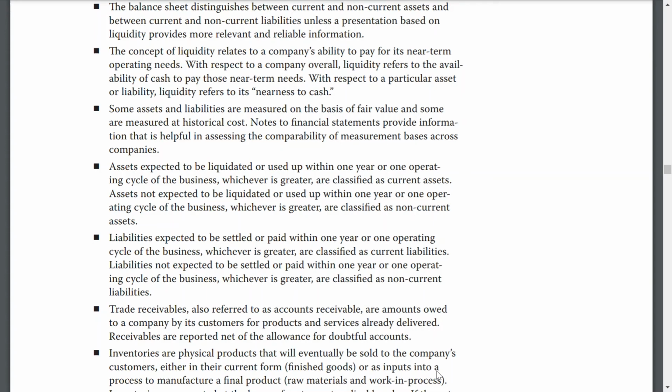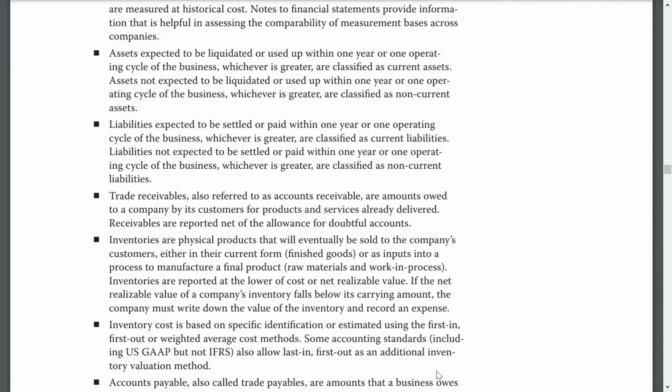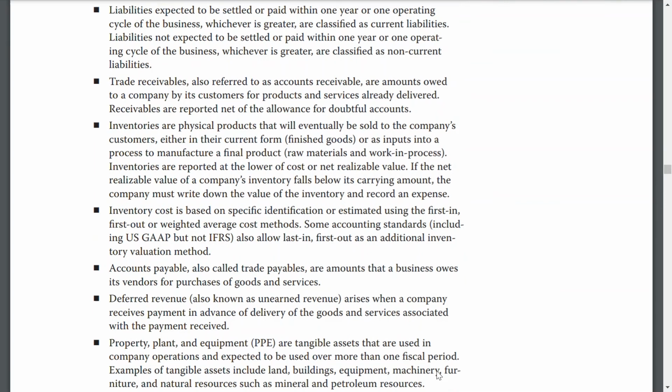Assets expected to be liquidated or used up within one year or the operating cycle of the business, whichever is greater, are classified as current assets. Assets not expected to be liquidated or used up within one year or one operating cycle of the business, whichever is greater, are classified as non-current assets. Liabilities expected to be settled or paid within one year or the operating cycle of the business, whichever is greater, are classified as current liabilities. Liabilities not expected to be settled or paid within one year or one operating cycle of the business, whichever is greater, are classified as non-current liabilities.